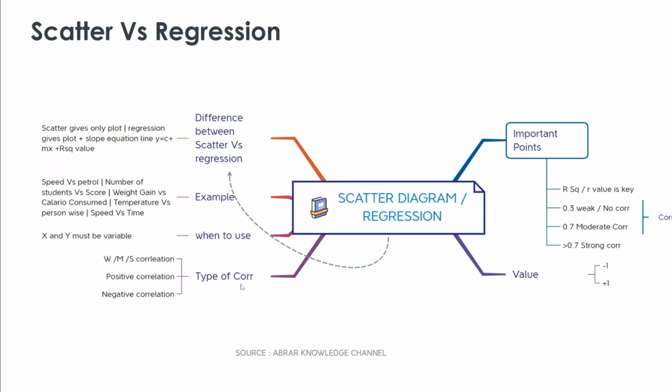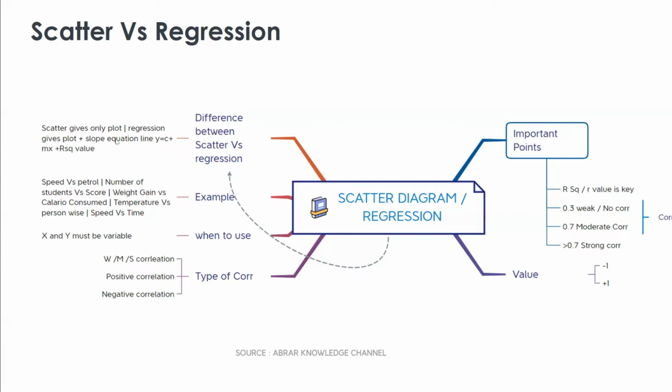Let's talk about the types of correlation you will get: weak correlation, moderate, and then strong correlation. And you will get both positive correlation and negative correlation. The R value can also be a minus value. When to use it, I briefed about it. X and Y must be variables. For example, speed versus petrol, number of students versus score, weight gain versus calorie consumed, temperature versus person wise, speed versus time. All of these are cases where you can use a scatter diagram or regression.